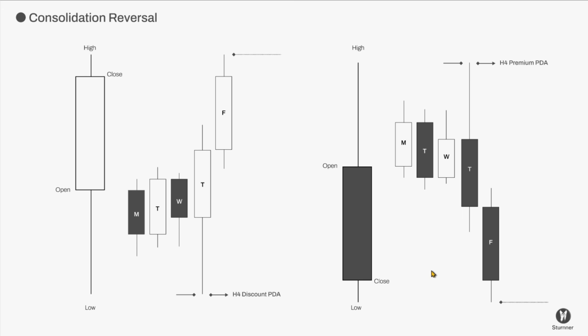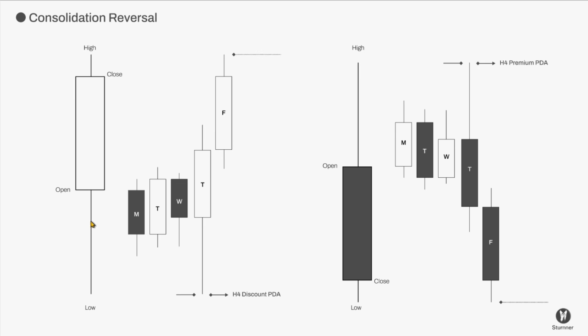A consolidation reversal profile is a weekly market pattern where the early part of the week forms a tight consolidation range before the true move is delivered later in the week. In this profile, Monday through Wednesday build the range with no clear directional expansion. Thursday manipulates the range by breaking above or below liquidity before closing back inside the range. Friday delivers the real expansion in the opposite direction of Thursday's manipulation.